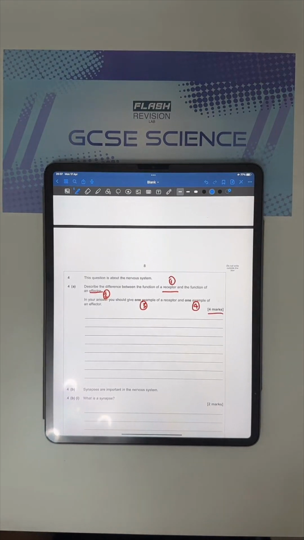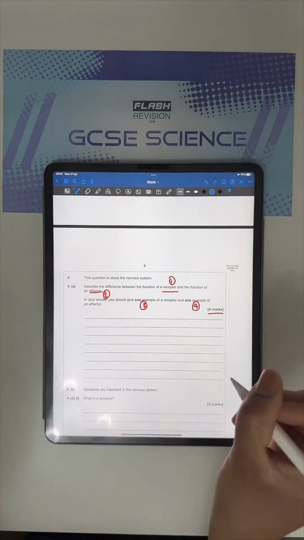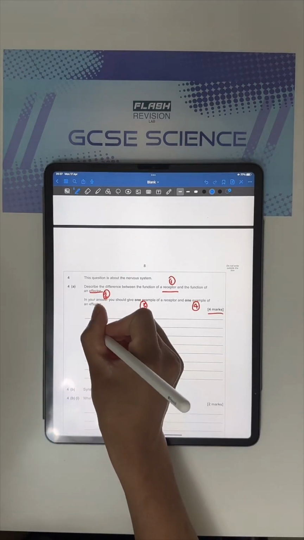Function of a receptor, we've written this already. Receptor detects a change in the environment. Yep.